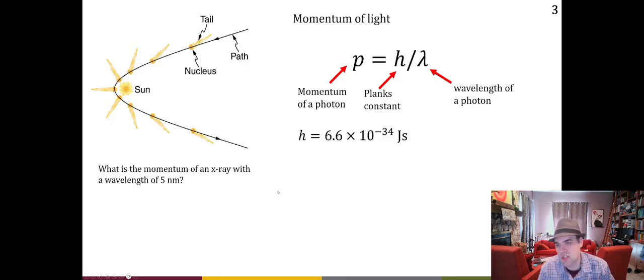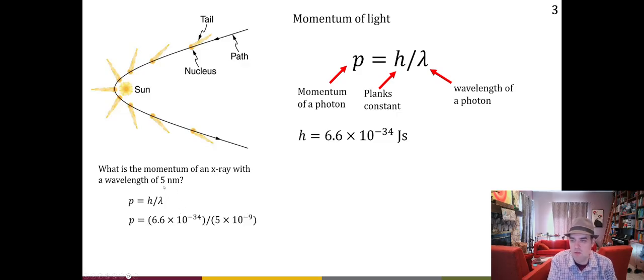So let's calculate. What is the momentum of an X-ray with a wavelength of 5 nanometers? Well, we know that p equals h over lambda. So we plug in those values, Planck's constant and the wavelength of our light, 5 times 10 to the negative 9th meters, and we arrive at this value, 1.32 times 10 to the negative 25th, for the momentum of an X-ray of this wavelength.